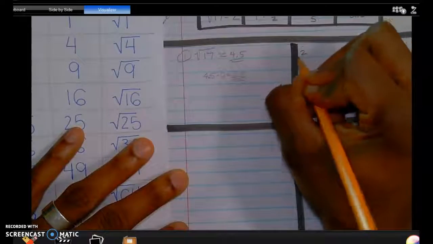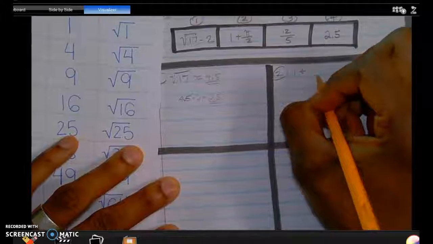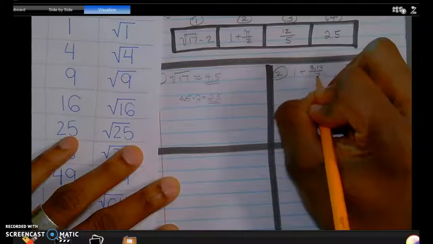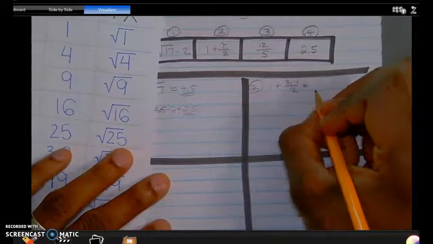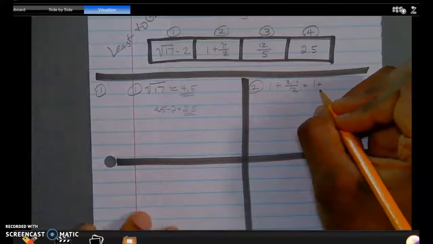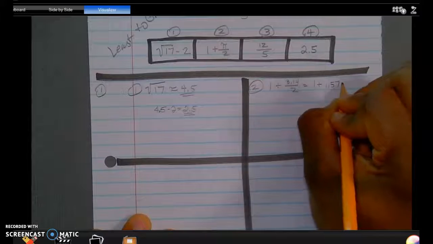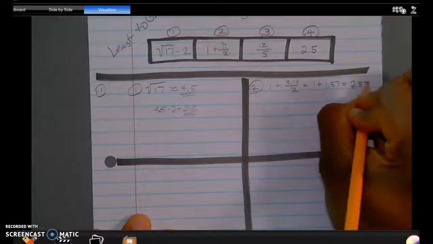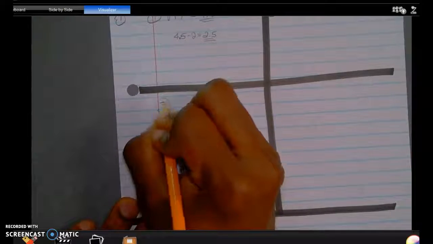Looking at number 2, I have 1 plus, and I know that the approximate value of pi is 3.14, over 2. So what I want to do is evaluate this first. This is going to become 1 plus, and through the magic of YouTube, 3.14 divided by 2 is going to give us 1.57. I'm going to add those up, and that's going to be 2.57.